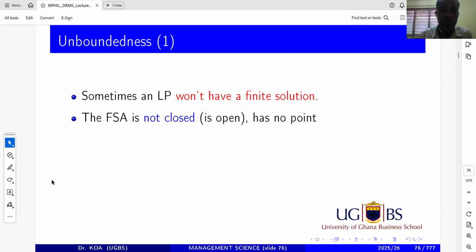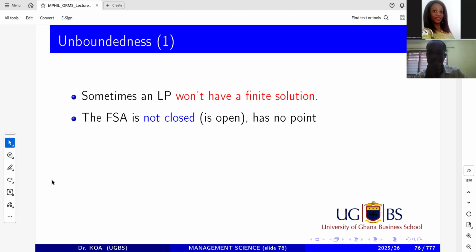Let's go to unboundedness. I asked you a question that when the linear programming is unbounded, let's put it this way. Every linear programming has a primal model and a dual. When the primal model is infeasible, then the dual is unbounded. That was a question I was asking.